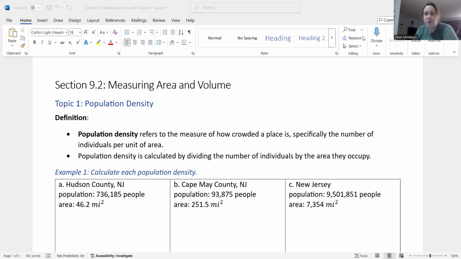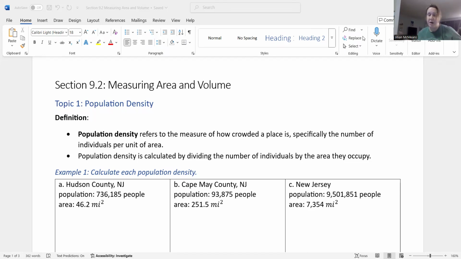For section 9.2, we're going to look at measuring area and volume. When you think area, think land measurement, so acres, square miles. We're also going to talk about something that some of us maybe haven't heard about, called a hectare. And when it comes to volume, think about the space inside a container. That would be volume. We'll also talk about liquid measurements.